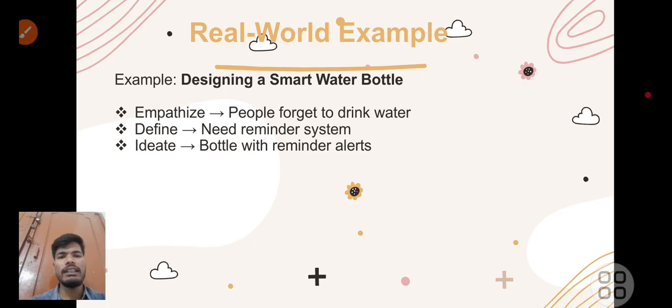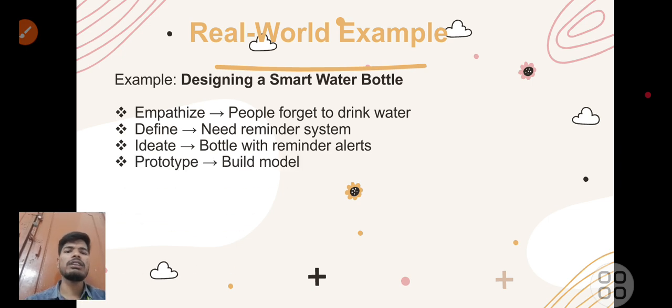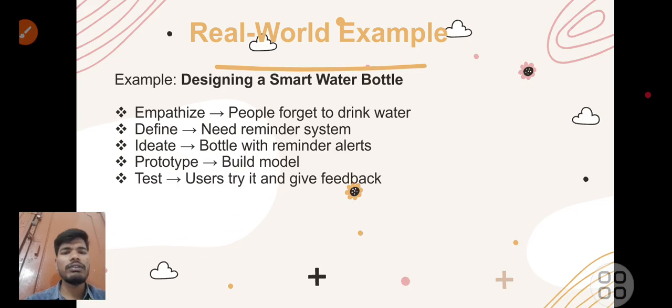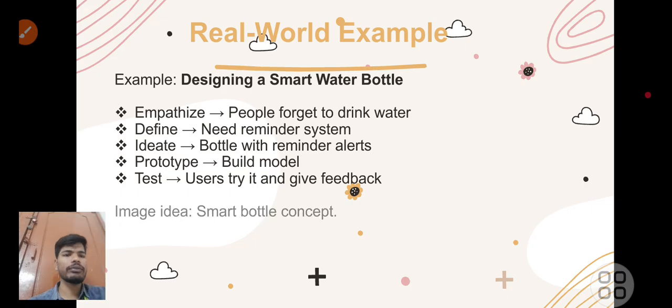And third stage is ideate. Bottle with reminder alerts. So that bottle has to be set with some alerts, such that when the sound comes, the person should drink water. Prototype, this comes under the fourth stage, build model. And fifth stage is test. Users try it and give feedback. Image idea, smart water bottle concept.